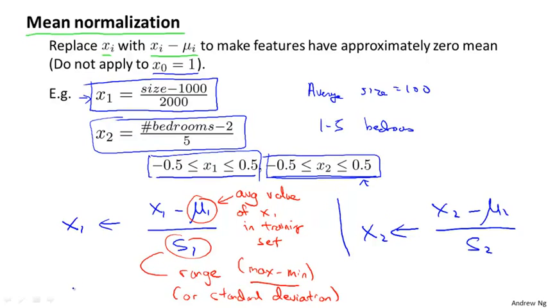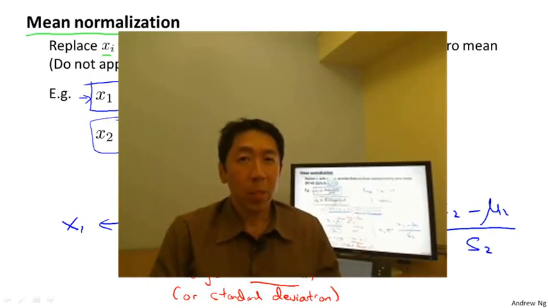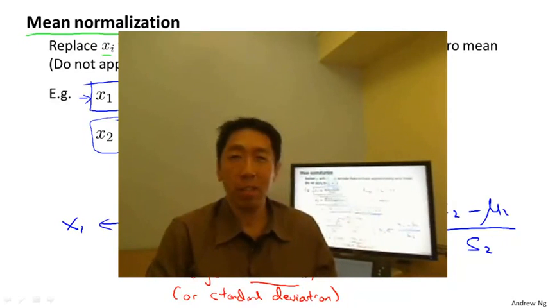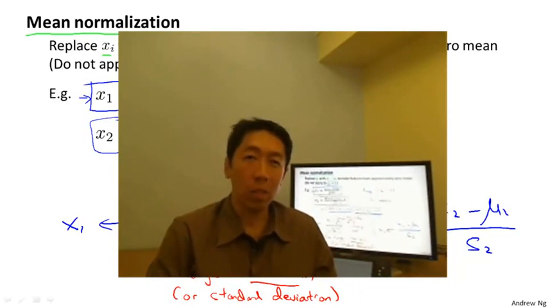But all of these are approximate, and any value that gets the features into anything close to these sorts of ranges will do fine. And the feature scaling doesn't have to be too exact in order to get gradient descent to run quite a lot faster. So now you know about feature scaling, and if you apply this simple trick, it can make gradient descent run much faster and converge in a lot fewer iterations.